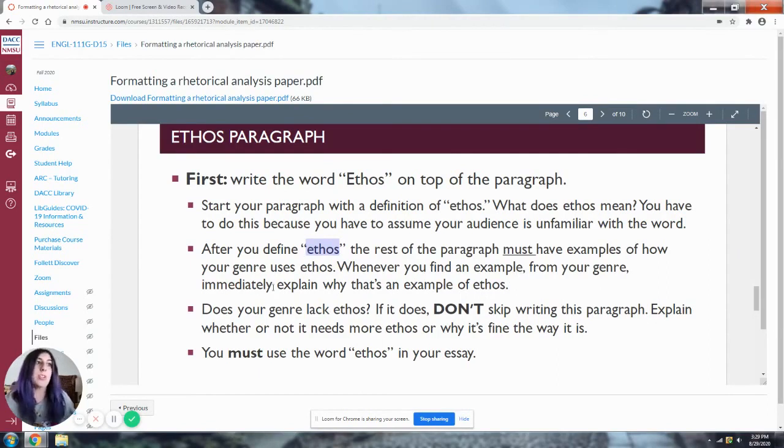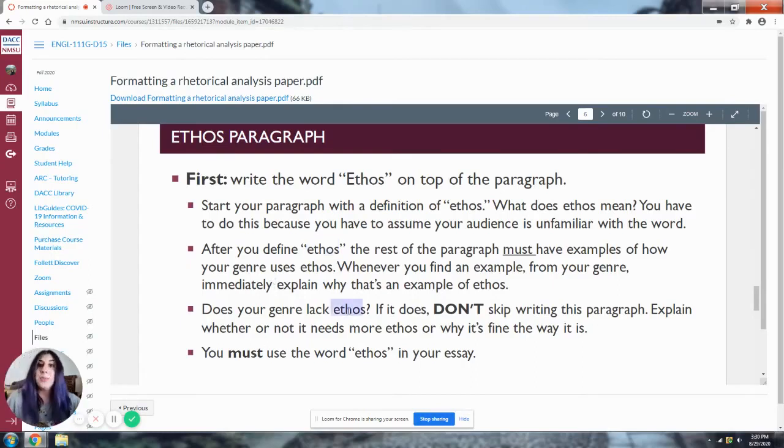Whenever you find an example from your genre, immediately explain why that's an example of ethos. The movie character proves her knowledge of cars by using these specific words that only those experienced with mechanics would understand: automobiles, mechanics, and such. That makes you prove to the audience that you know how to identify ethos in a genre, and it also makes it an analysis by proving examples to correspond together.